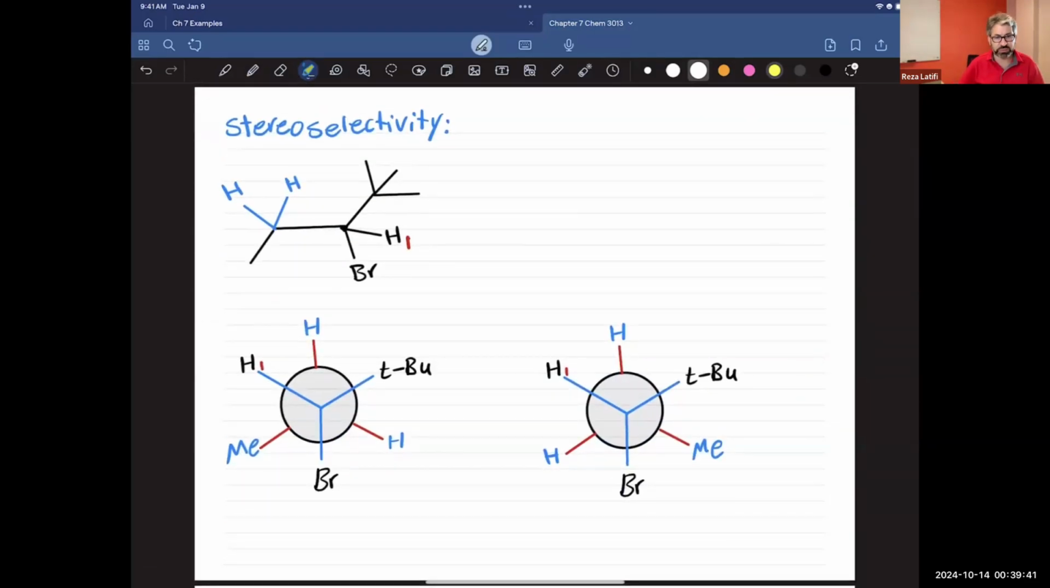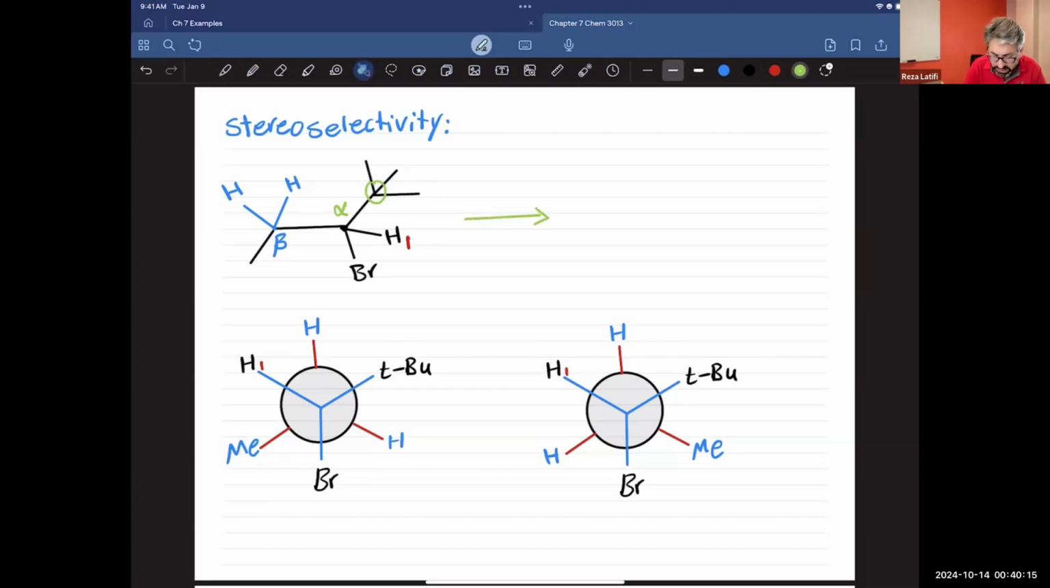How about stereoselectivity? For stereoselectivity, I have such a compound, and it has a bromide. The bromide is sitting on the alpha carbon, and we have only one beta carbon with hydrogen, which is going to be here. Why is the second one not helping us? This carbon has a methyl substituent, so it doesn't have a hydrogen, and it's not going to help us with the E2 reaction.